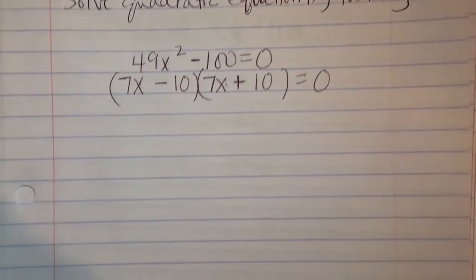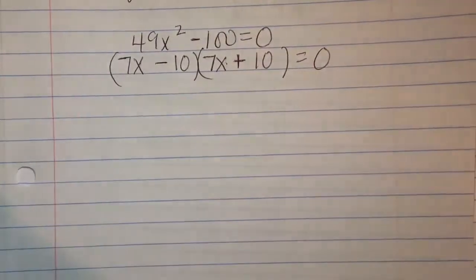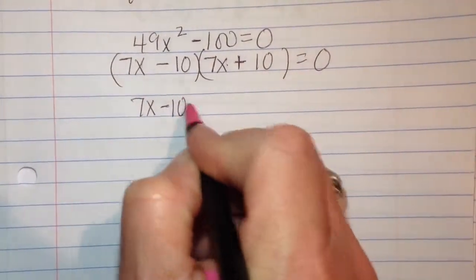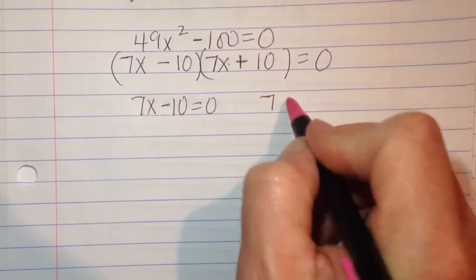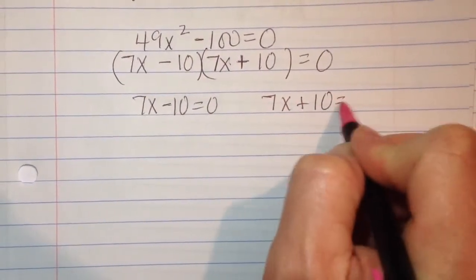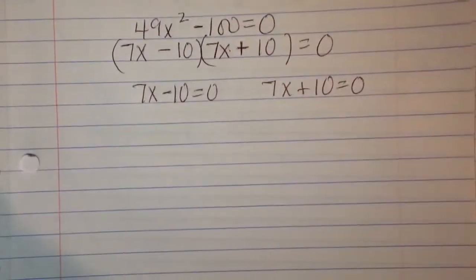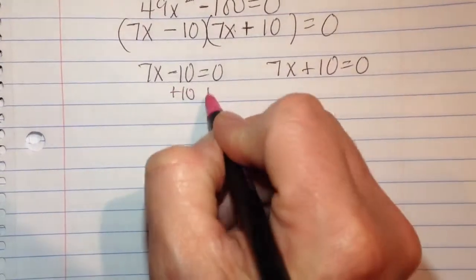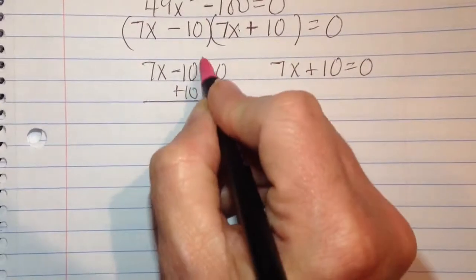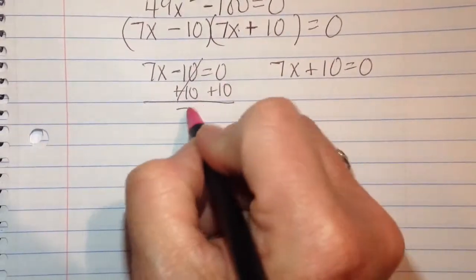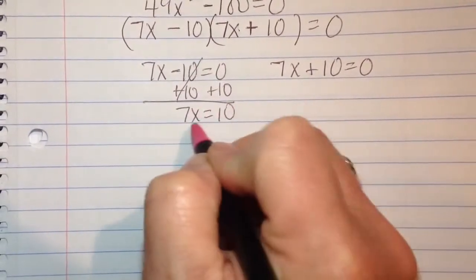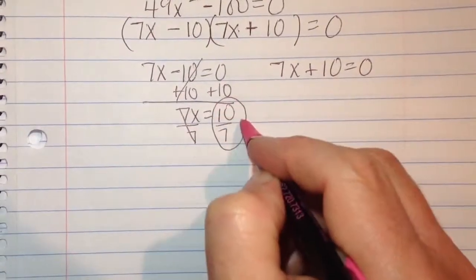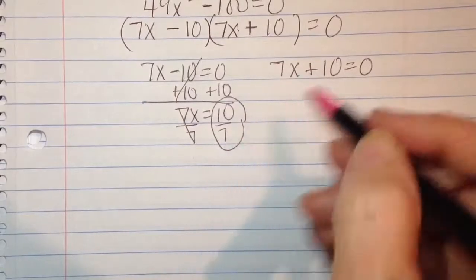Now, once you have factored it into two binomials, you will take each factor and set each one equal to 0 and solve for x. So take each one, set it equal to 0, and solve for x. So you'll add 10 to both sides. The 10's cancel. 7x equals to 10. And divide both sides by 7. So there's one of your answers, 10/7.